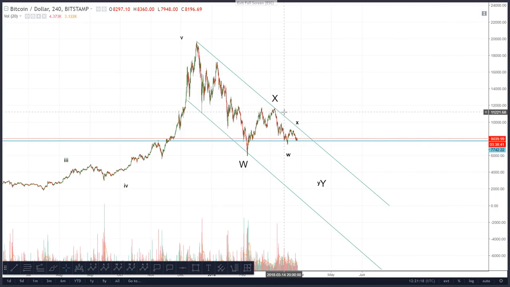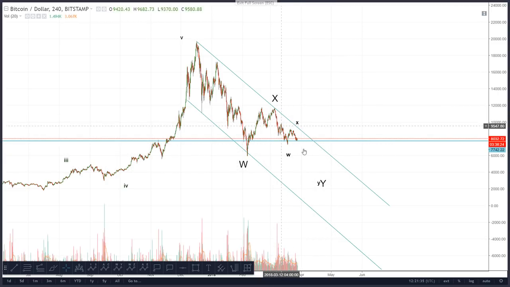Alright, so we've just got Bitcoin here. We're looking at the 4-hourly chart. As you can see, my demarcation here is a WXY. This is what I can expect from price over the next few weeks.